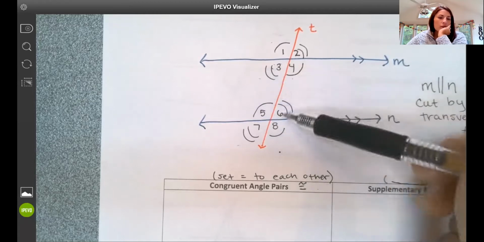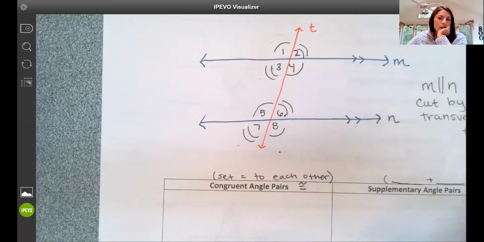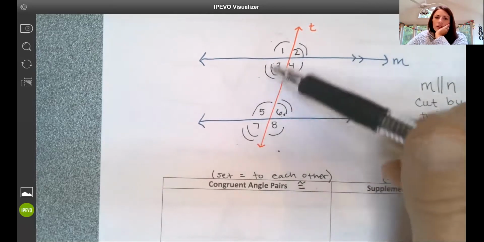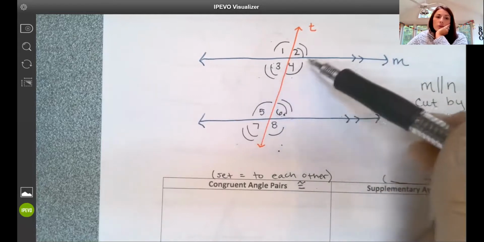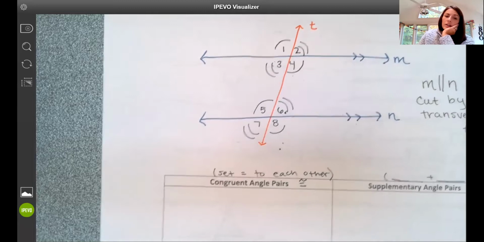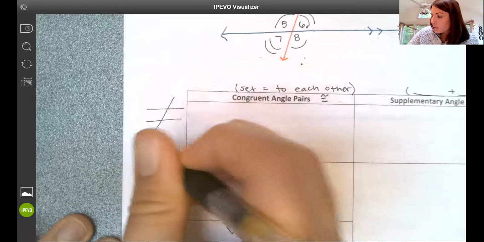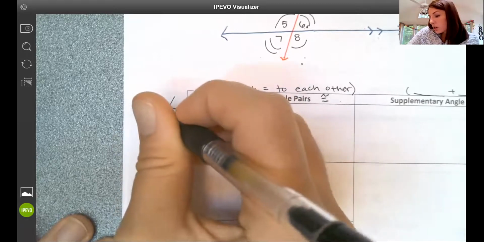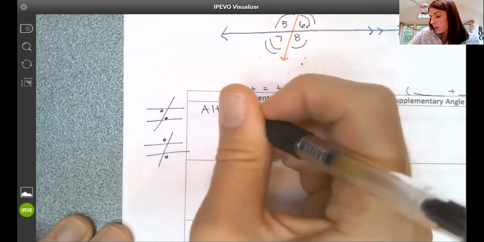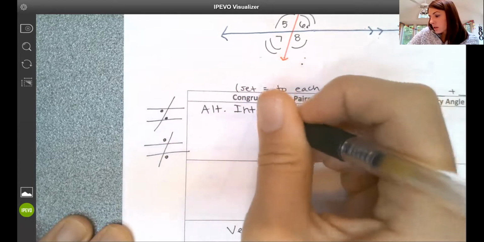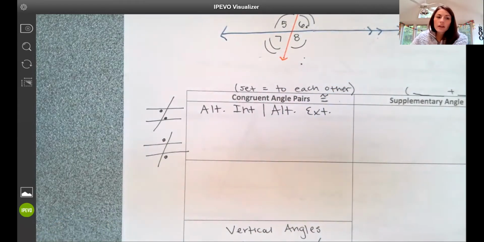Alternate interior. So by the way I have this marked, it looks like my alternate interiors are congruent. And can you also see that my alternate exteriors are marked congruent? So this is new learning, right? This isn't from last unit. This is new with parallel lines. So we also know, so draw a little diagram, that my alternate interior or alternate exterior angles are congruent. Okay, that's new.